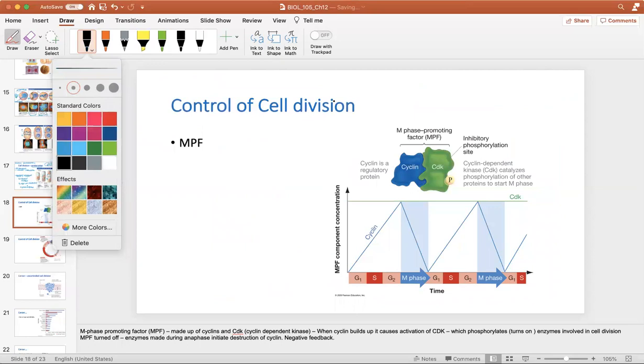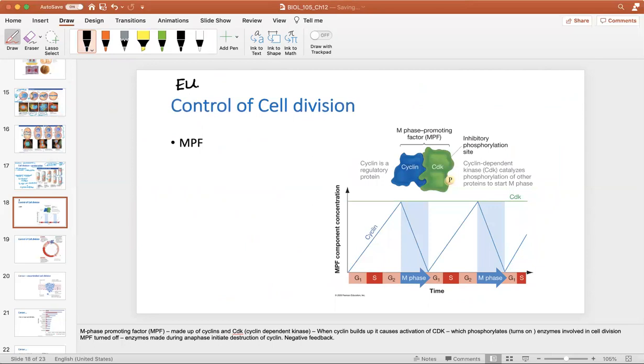Now let's take a second and step back and think about eukaryotes again. So we're kind of backtracking now. I want to move back to eukaryotes. And I want to think a little bit about how eukaryotes can control when they divide and when they don't.